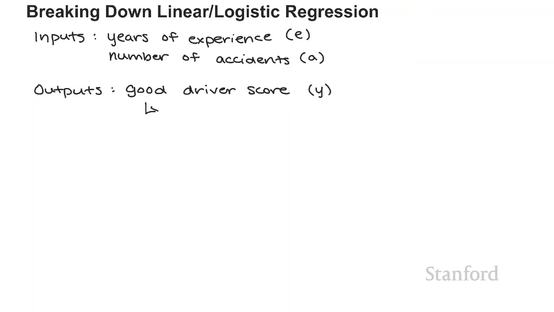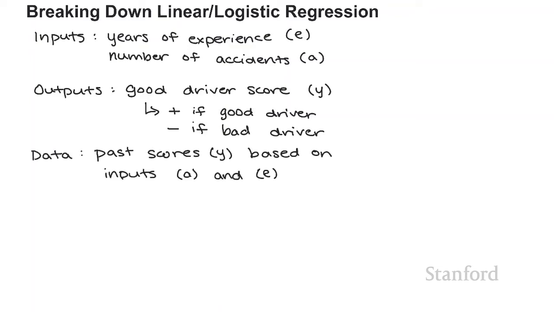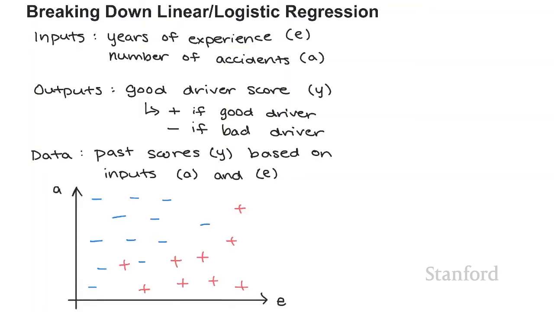And note that this should be positive if the driver was a good driver, and negative if the driver was a bad driver. And the data that we have will be a past record of how scores were previously assigned based on the inputs. And this might look something like this. So the horizontal axis corresponds to E, which is the years of experience a driver has, and the vertical axis corresponds to A, which is the number of accidents.